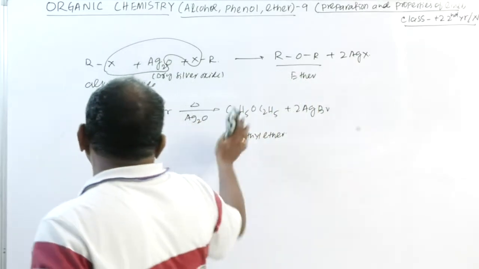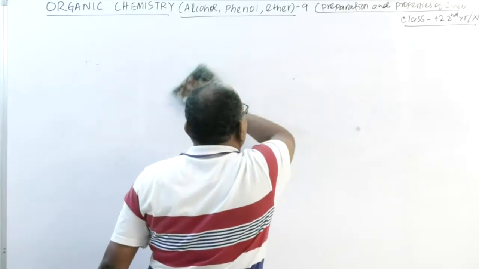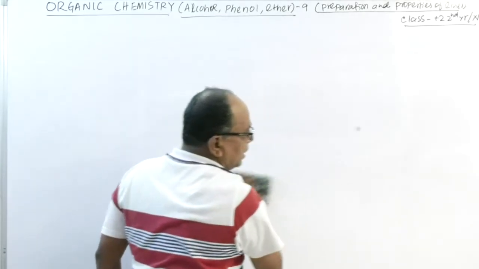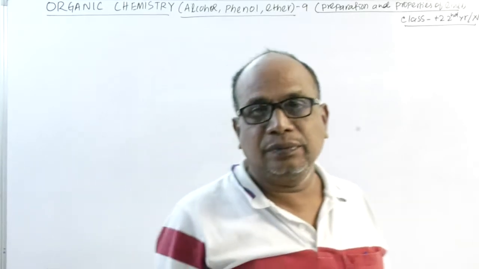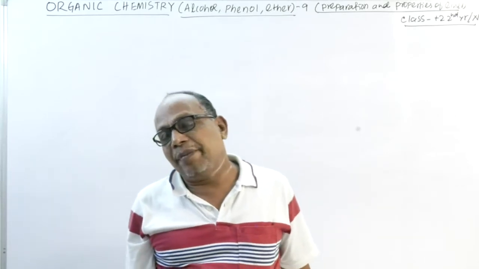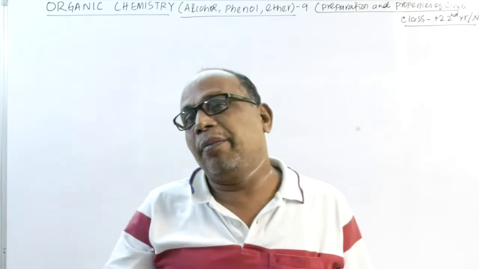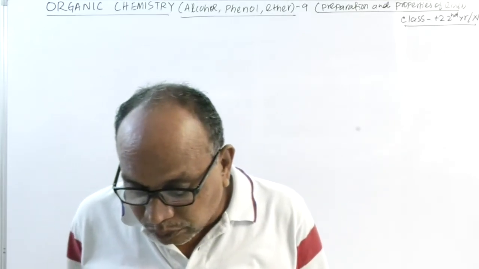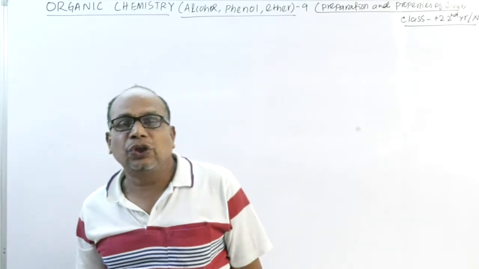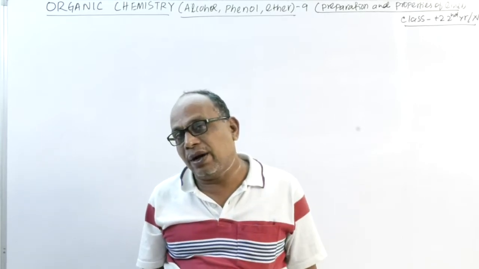Next come to the properties. Okay students, these are the methods of preparation of ether. Next come to the properties. The lower member ethers, dimethyl ether and diethyl ether, are colorless gases. Higher members are liquid. Ethers are soluble in water due to formation of hydrogen bond with water molecules.